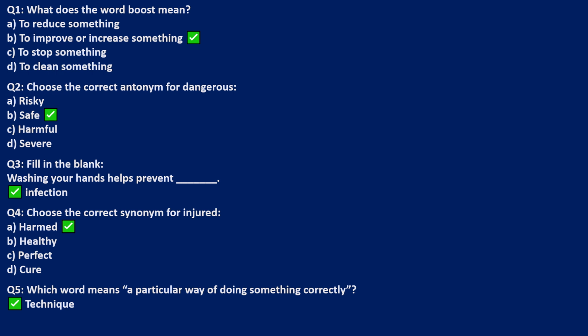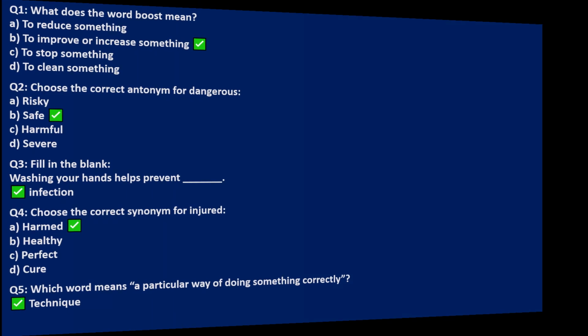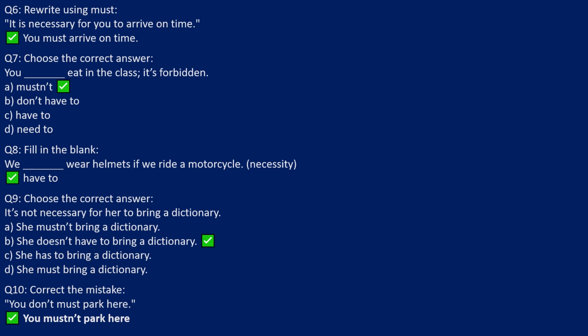Q4. Choose the correct synonym for injured. A. Harmed. B. Healthy. C. Perfect. D. Cure. Q5. Which word means a particular way of doing something correctly? Technique. Q6. Rewrite using must. It is necessary for you to arrive on time. You must arrive on time.